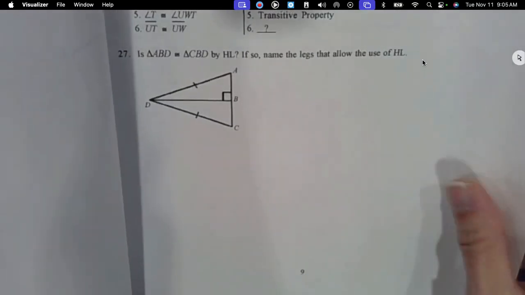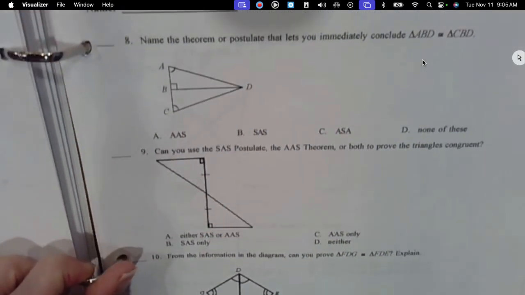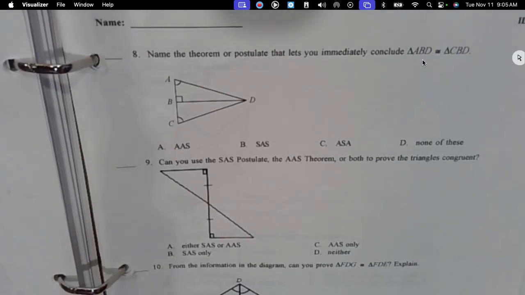I think it's like number 8, and then I'm just trying not to skip anything. Okay, like number 8 and then number 9. The pictures may change a tiny bit. So it says, name the theorem or postulate that lets you immediately conclude that these 2 triangles are congruent. Immediately. So what can you tell? You can tell an angle. What else do we automatically know?